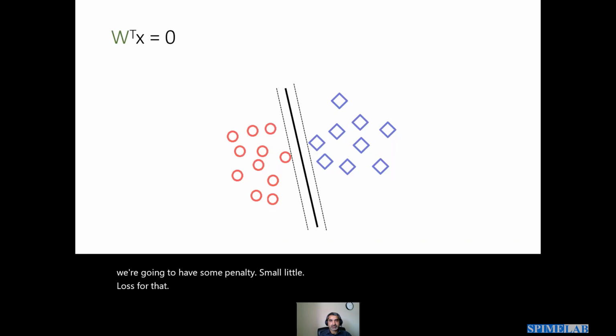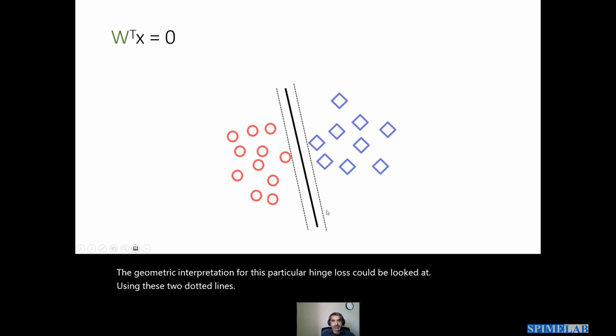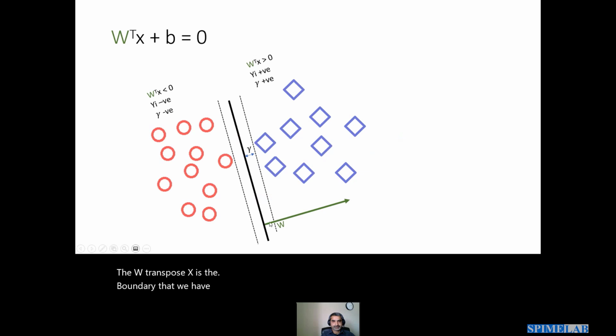The geometric interpretation for this particular hinge loss could be looked at using these two dotted lines. The W transpose X is the boundary that we have here. And given the points or nearby points, we can use their nearness to create a buffer, a cushion, to make possibility of mistakes in future, so that if we draw a line very near to this one, that will be considered as bad because it doesn't provide a good buffer.